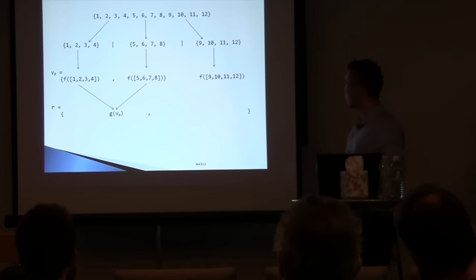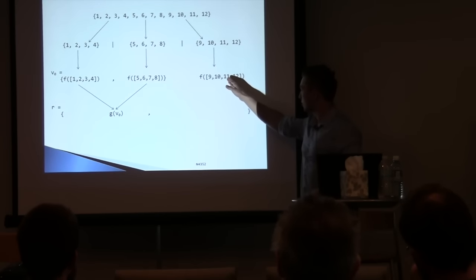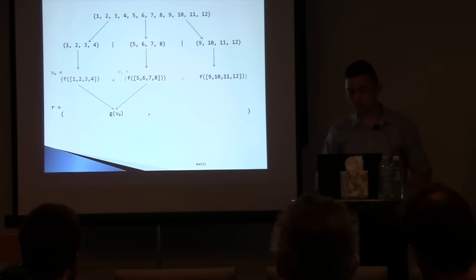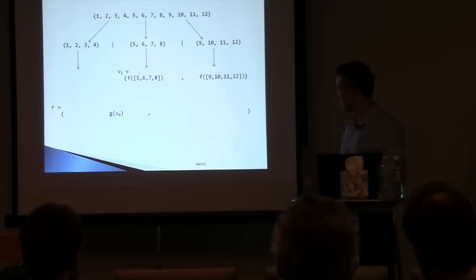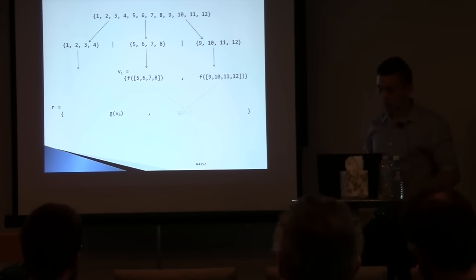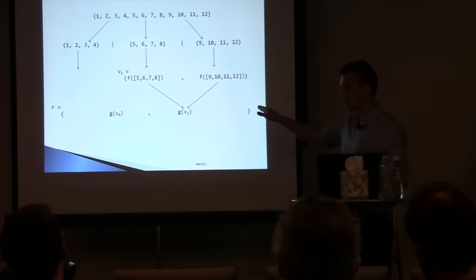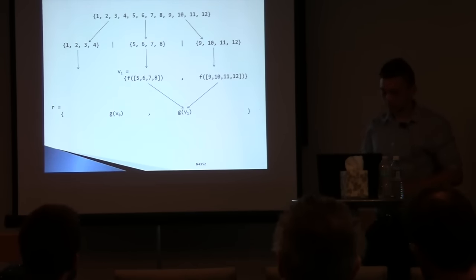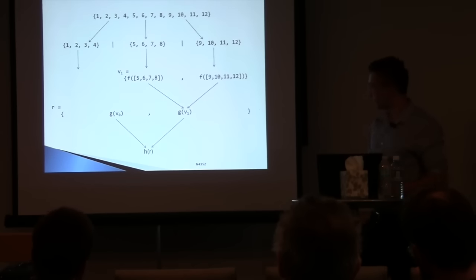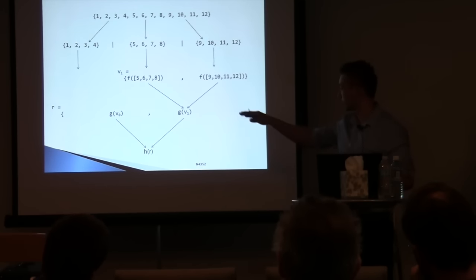So say the partition now moves to the rightmost one. When that one is ready, and its leftmost one is ready, v sub 1 will be equal to those results, and the function g will be invoked on that vector. And then the third step invokes a final function and takes r as an argument.